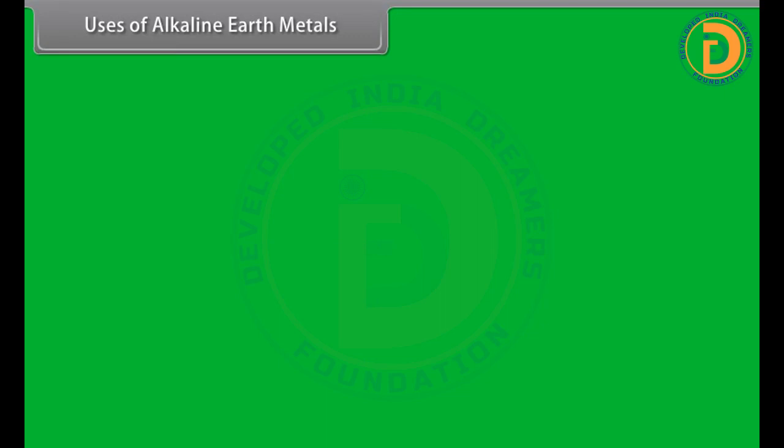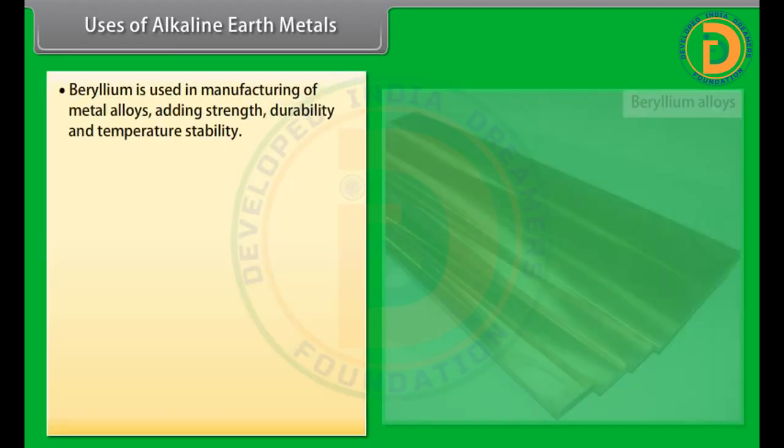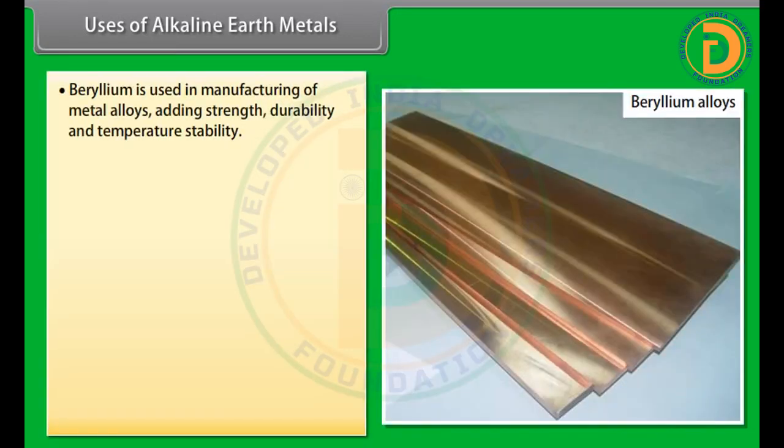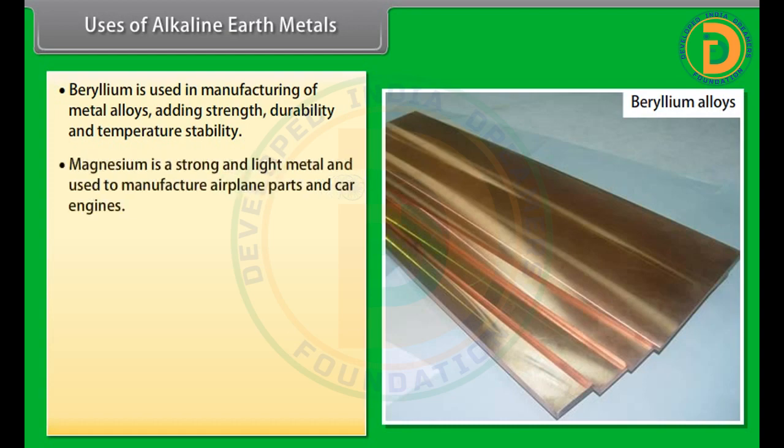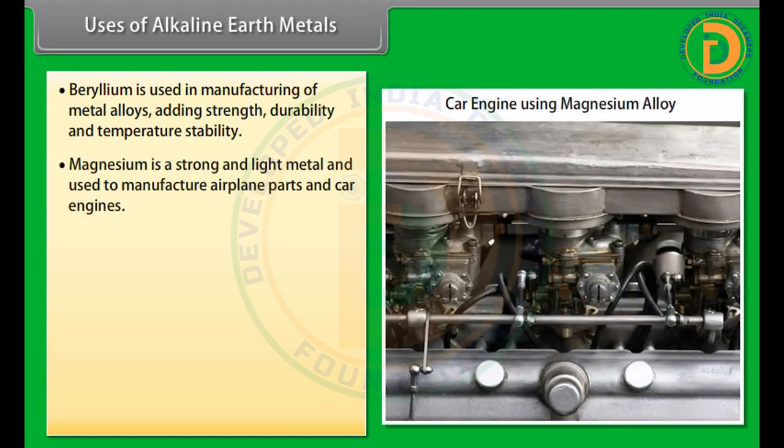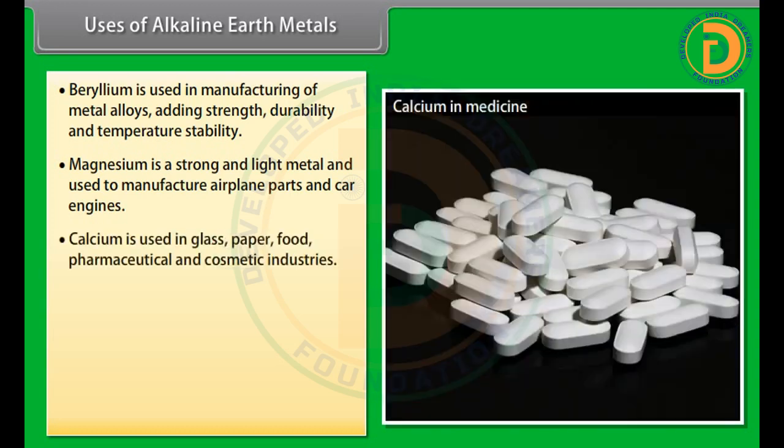Uses of alkaline earth metals. Beryllium is used in manufacturing of metal alloys, adding strength, durability, and temperature stability. Magnesium is a strong and light metal and used to manufacture airplane parts and car engines. Calcium is used in glass, paper, food, pharmaceutical and cosmetic industries.